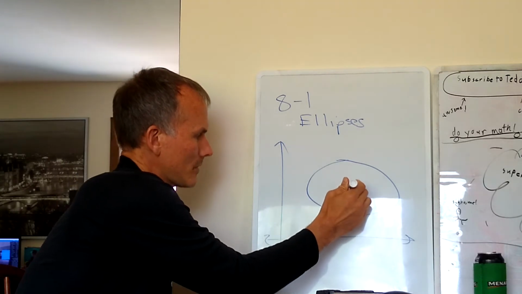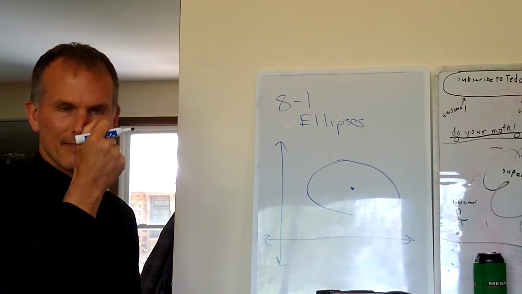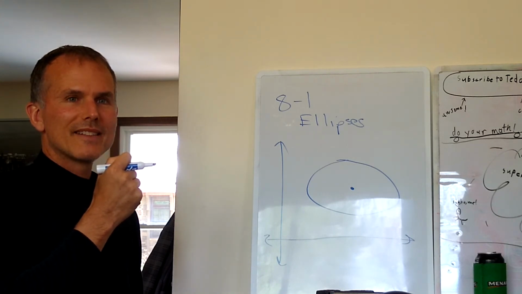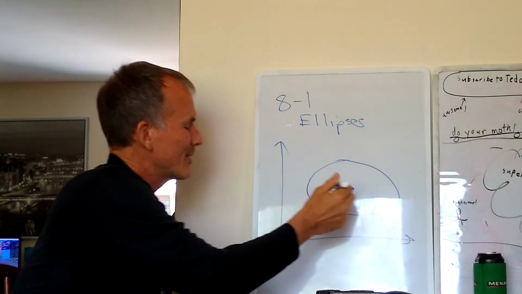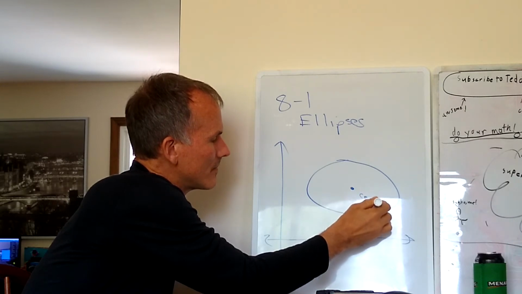And right in the middle, you can probably guess what this point is called. Starts with a C, Eliza. Center. Perfect. Okay. So this is the center.